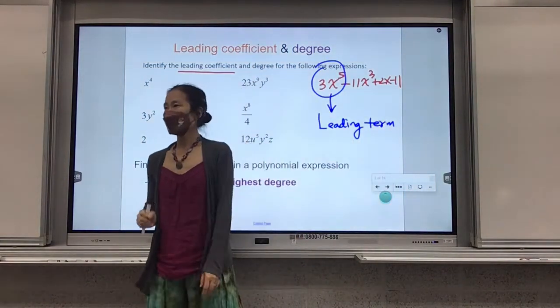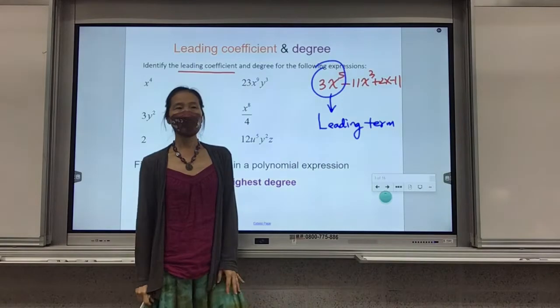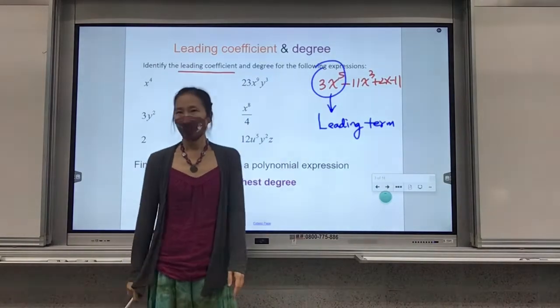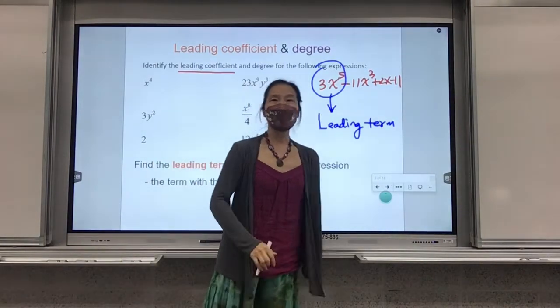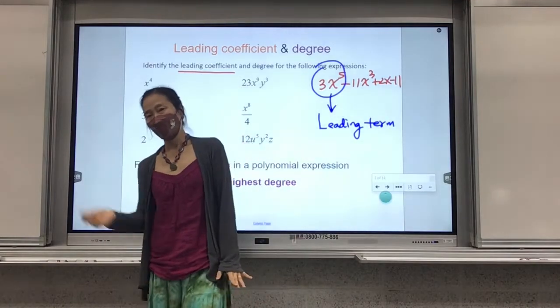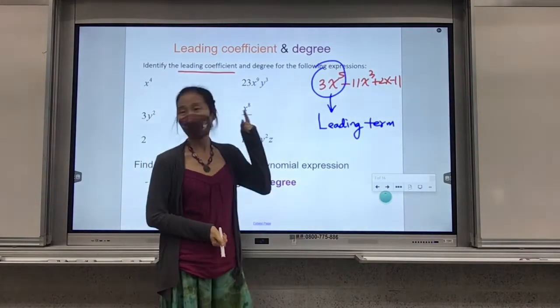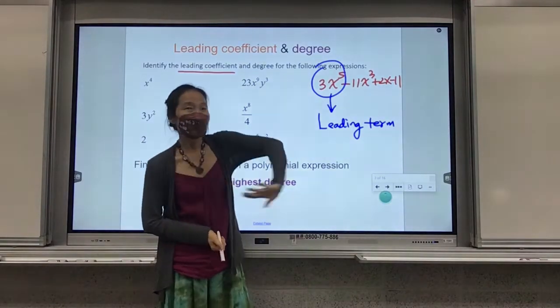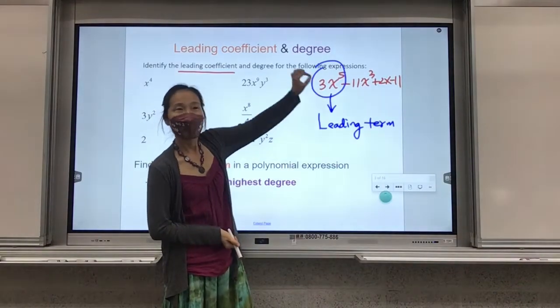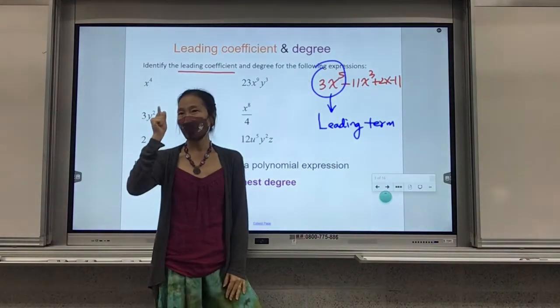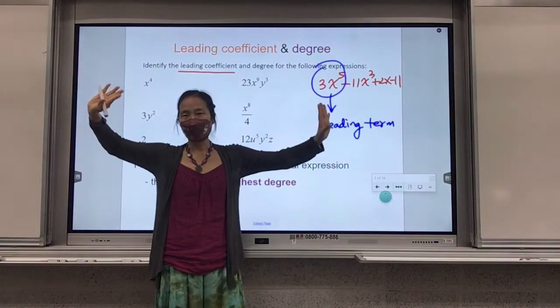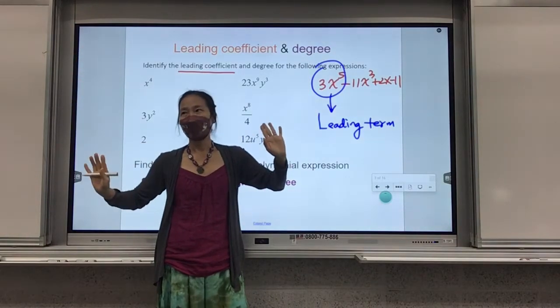Leading term is very important that we can identify that because this expression later on we can graph it. And when you see the graph, the behavior of the graph is going to follow that leading term. This term dominates the behavior when x approaches infinity, okay?